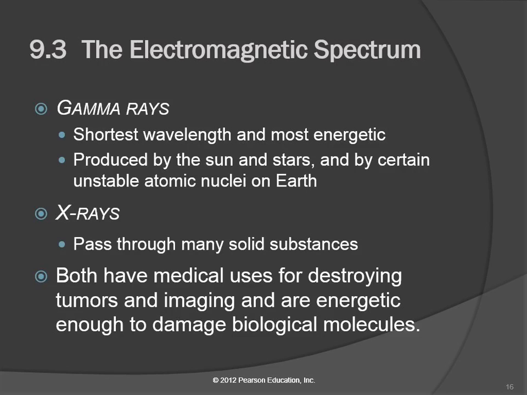Gamma rays. Gamma rays are produced by the sun and the stars and certain unstable atomic nuclei here on Earth. So gamma rays are a type of radiation that's given off by unstable elements. X-rays.